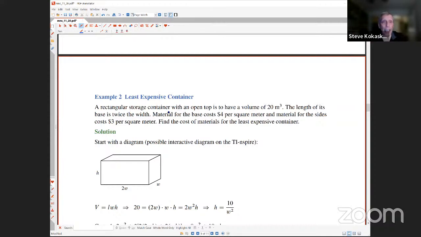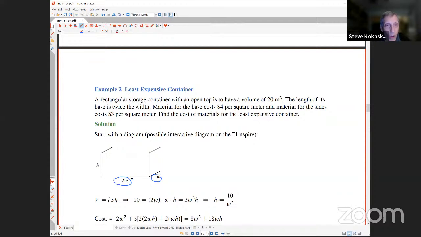So what kind of container do I arrange here so that I have 20 cubic meters, but I want it to be the least expensive? Yikes. Hey, I drew a picture of this one. Here it is. So I have a base down here, and let's see if I did this correct, the length of the base is twice the width. So there's the width, there's the base, and there's the height. Boy, I got a couple of variables in here. Jeepers, I see a W and H.